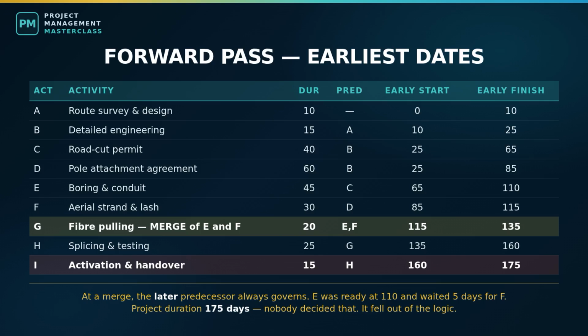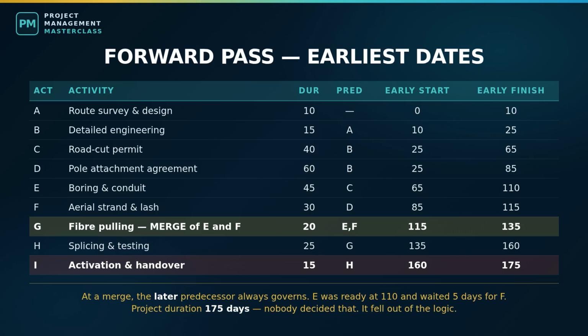C. Activity F, aerial strand and lash, the overhead route. 30 days. It needs the pole agreement, D. Activity G, fiber pulling. 20 days. And this is the important one. It needs both E and F. Both routes have to be physically ready before we pull. Activity H, splicing and testing. 25 days. Needs G. Activity I, customer activation and handover. 15 days. Needs H. So the shape is a diamond. It splits in 2 after detailed engineering, runs down 2 parallel legs, 1 underground and 1 aerial, and the 2 legs merge back together at fiber pulling.